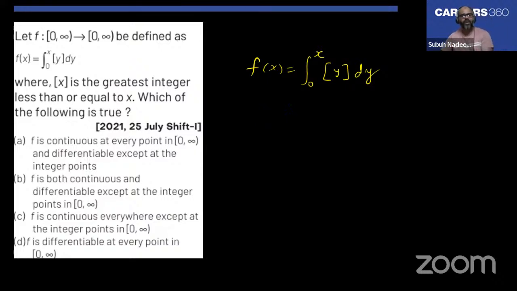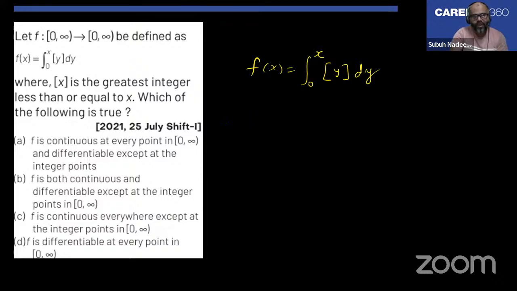F is continuous at every point in 0 to infinity and differentiable except at the integer points. F is both continuous and differentiable except at the integer points. F is continuous everywhere except at the integer points in 0 to infinity. F is differentiable at every point in 0 to infinity. So these are the options. We have to check its continuity and differentiability in the given interval.